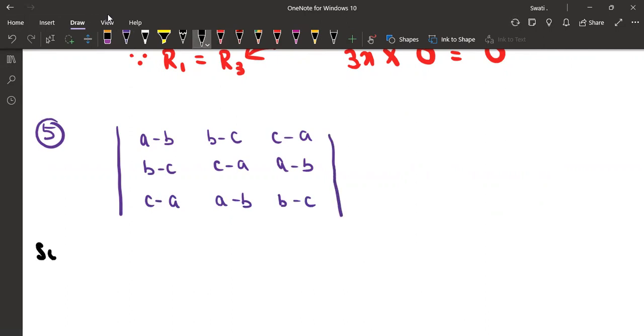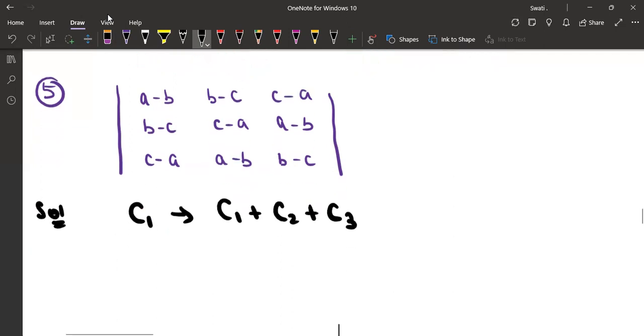So let's simplify this. Here I'm going to use some elementary row operation, or elementary row transformation you can also say. So I'm going to just do C1, that means column 1, as column 1 plus column 2 plus column 3.